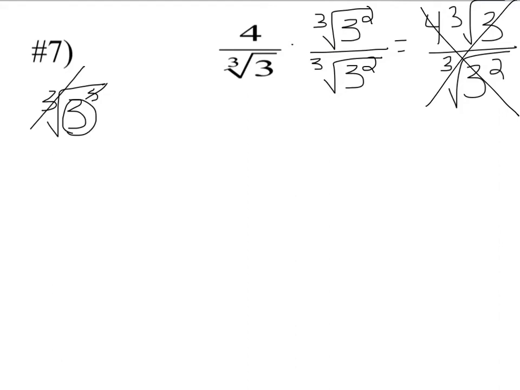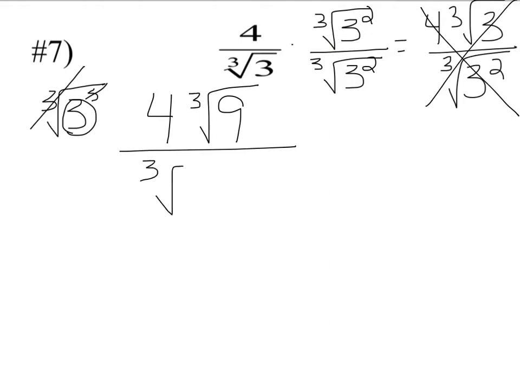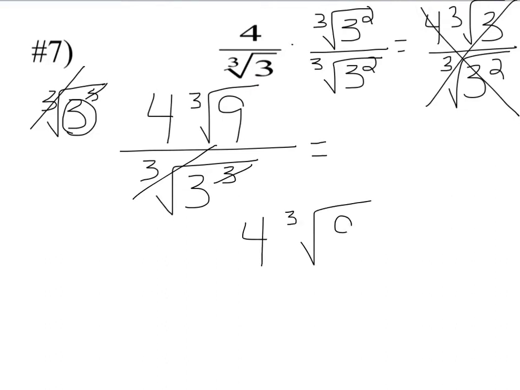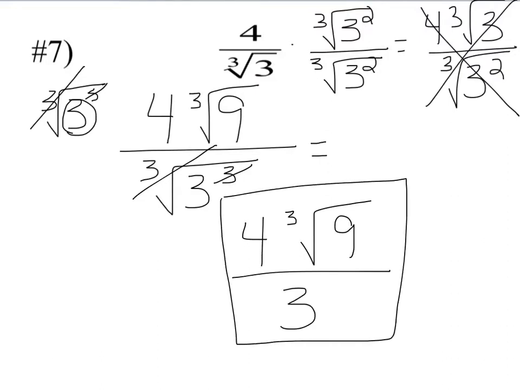Okay? So now what happens is I say 4 times the cube root of 3 squared, which is 4 times the cube root of 9, because 3 squared is 9, over the cube root of 3 times 3 squared, which is just going to give you 3 cubed. Now, the cube root and the cube cancel each other out, leaving you 4 cube roots of 9 over 3. And that's your final answer.